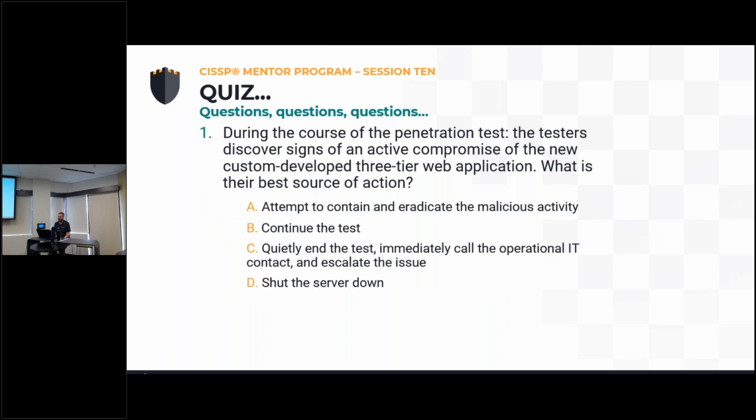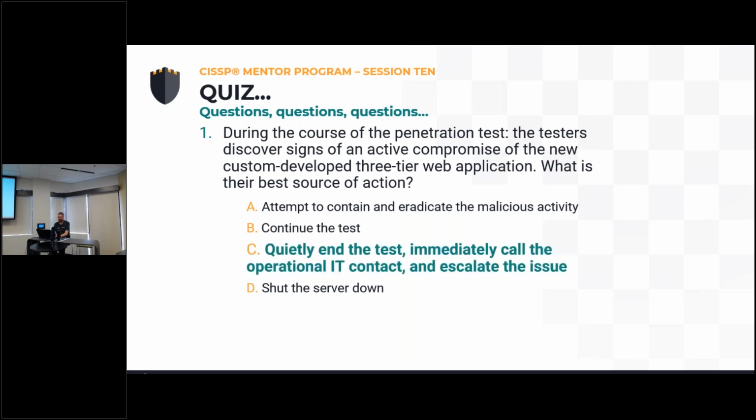During the course of a pen test, the testers discover signs of an active compromise on the new custom developed 3-tier web app. What is their best course of action? So I can get this out of the way. Yep, stop the test and call operational IT support, maybe. There it goes.